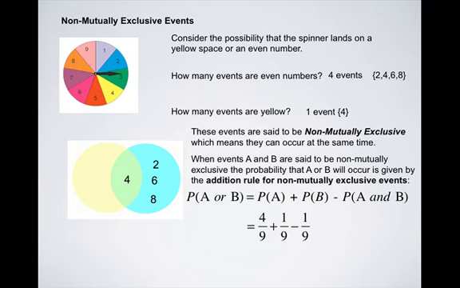So in this case, our probability that the spinner lands on an even number is 4/9. The probability that it lands on a yellow will be 1/9, and we have to subtract off the probability that it lands on the yellow and an even number, which is 1/9 as well. So then the probability of it landing on a yellow space or an even number is 4/9.